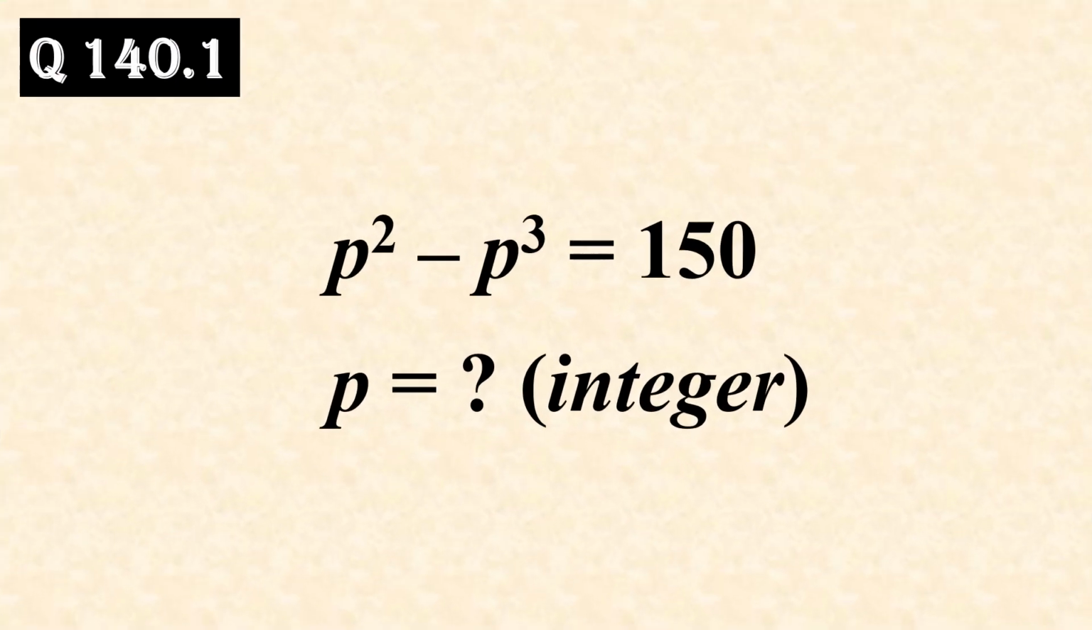Here is the first question, question 140.1. P square minus P cube is equal to 150. Find the integer value of P. We repeat, find integer P if square of P minus cube of P is equal to 150. Your timer is on.